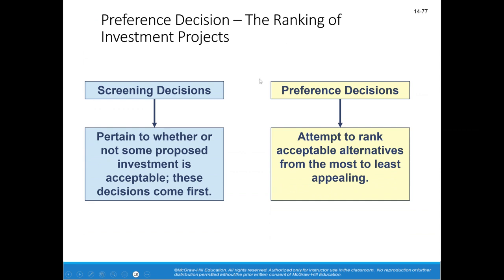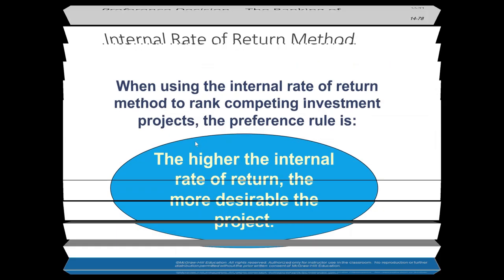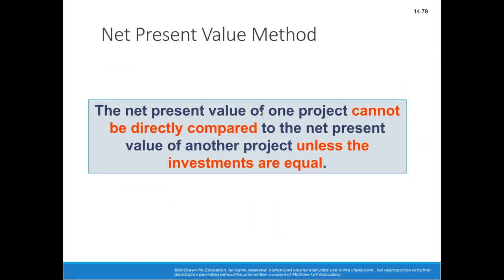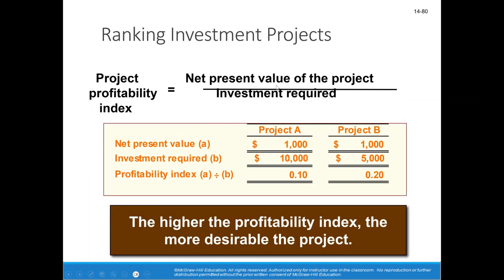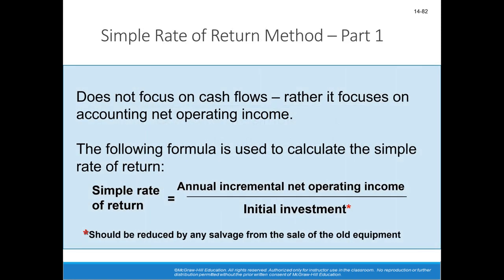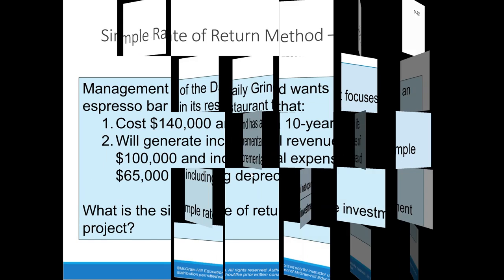And then you can rank them based on risk, okay? The higher the rate of return, the more desirable the project. But you also have to factor in risk. The net present value of one project cannot be directly compared to the net present value of another unless the investments are equal. In other words, they have equal risk. And then we have the simple rate of return, which does not focus on cash flows, it focuses on accounting net operating income. But most companies, they're going to look at cash flows.